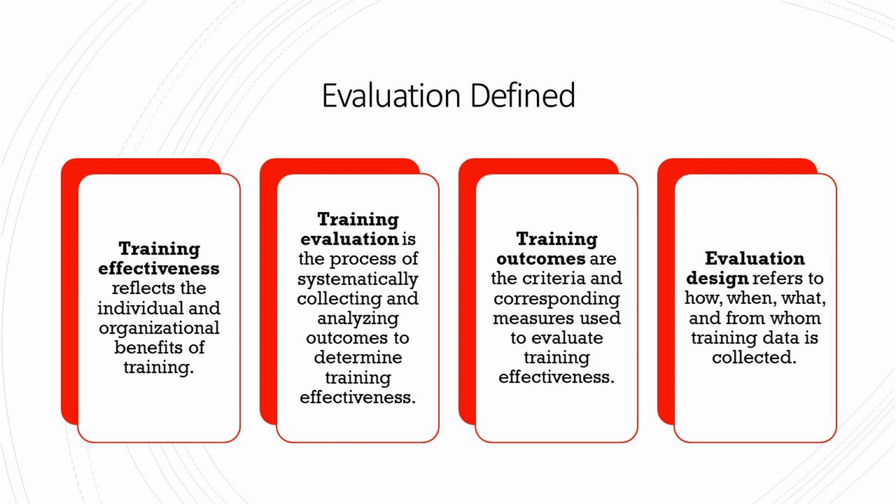Training evaluation specifically is the process of determining whether a program is effective. We need data to make this determination, and there are a variety of designs and methods we can use to do this. Training outcomes or criteria are the specific goals and standards for a program. What targets are we aiming to meet? Evaluation design then refers to the way in which we collect the information that will inform the evaluation process and determine whether the outcomes were fulfilled.